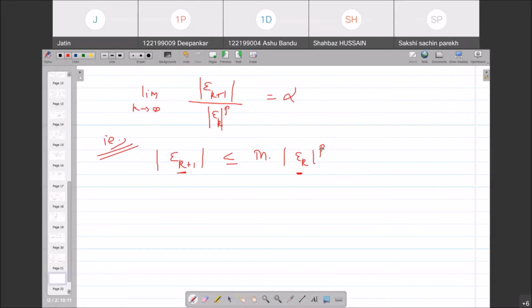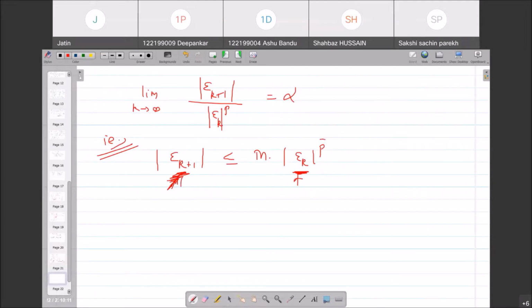So what does it say? See, this is the error and this is also the error. This is the kth error, this is the (k+1)th error. This is the error which I'm getting after taking the latest iteration. This is the previous iteration's error and this is the latest iteration's error.